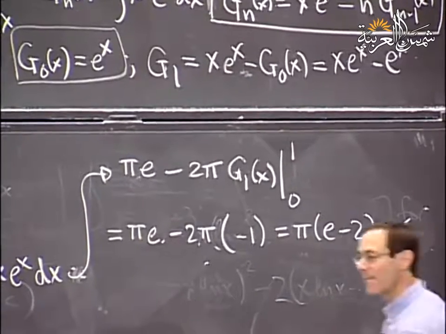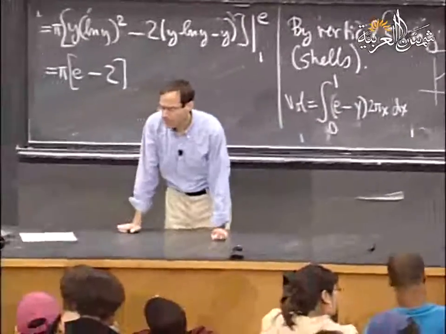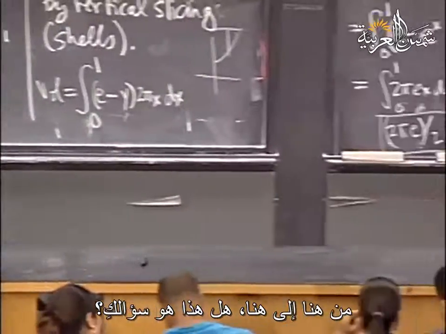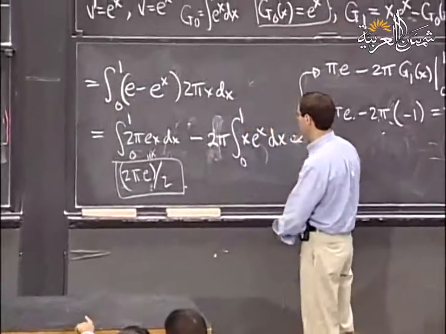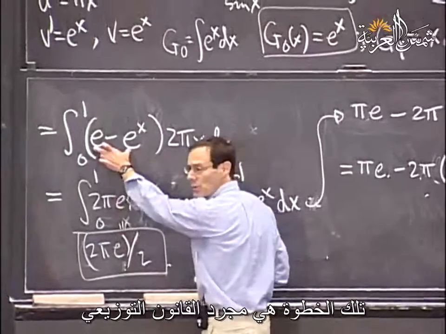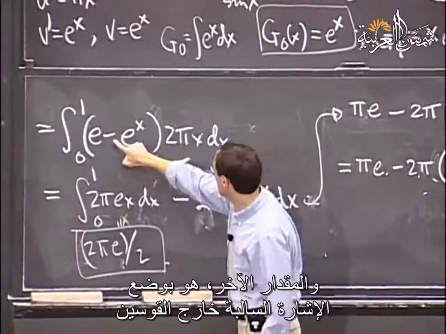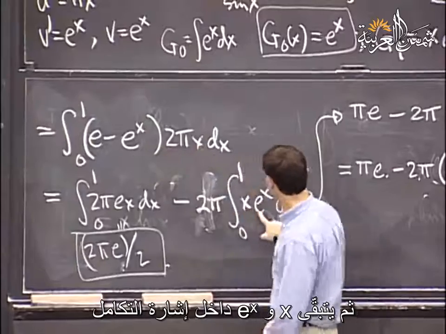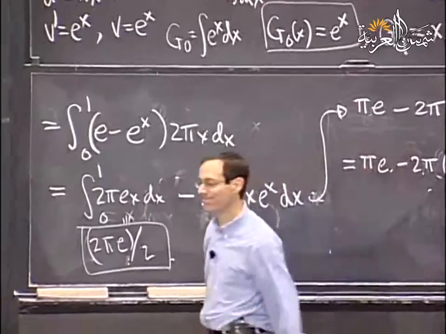Yeah, question. From here to here, is that the question? Yeah, wouldn't that be e to 1 minus x times x? The step here is just the distributive law. This is e times 2 pi times x. That's this term. And the other term, the minus sign is outside. The 2 pi I factored out, and the x and the e to the x stayed inside the integral sign. All right. Thank you.